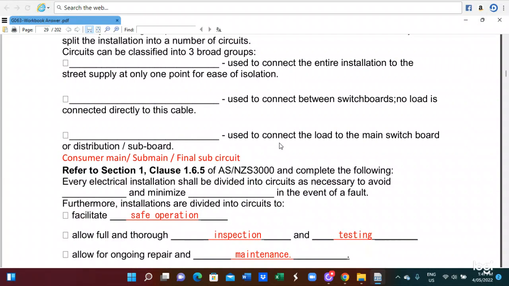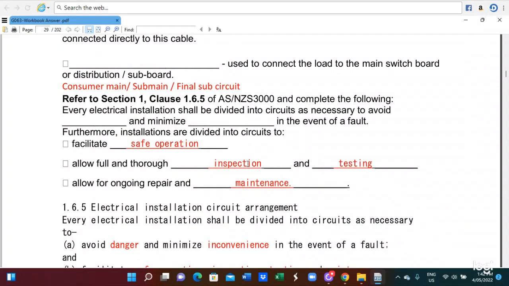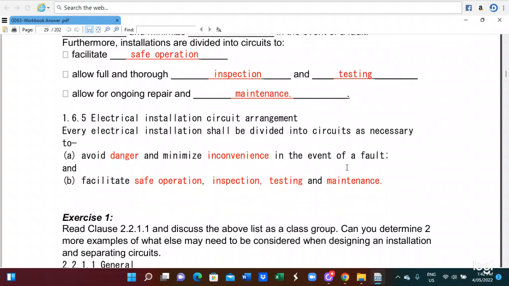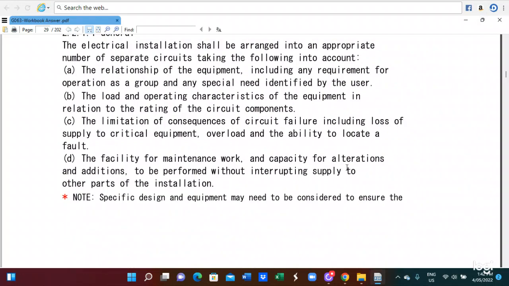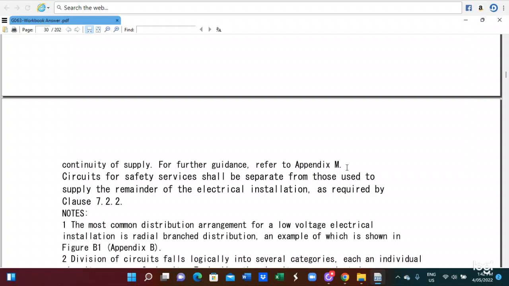So this is for the installation requirements. This is the answer for installation requirement. So this is the exercise. So you have to read this, pages 1 to 30. Regarding this, you have to download it and then read pages 1 to 30.